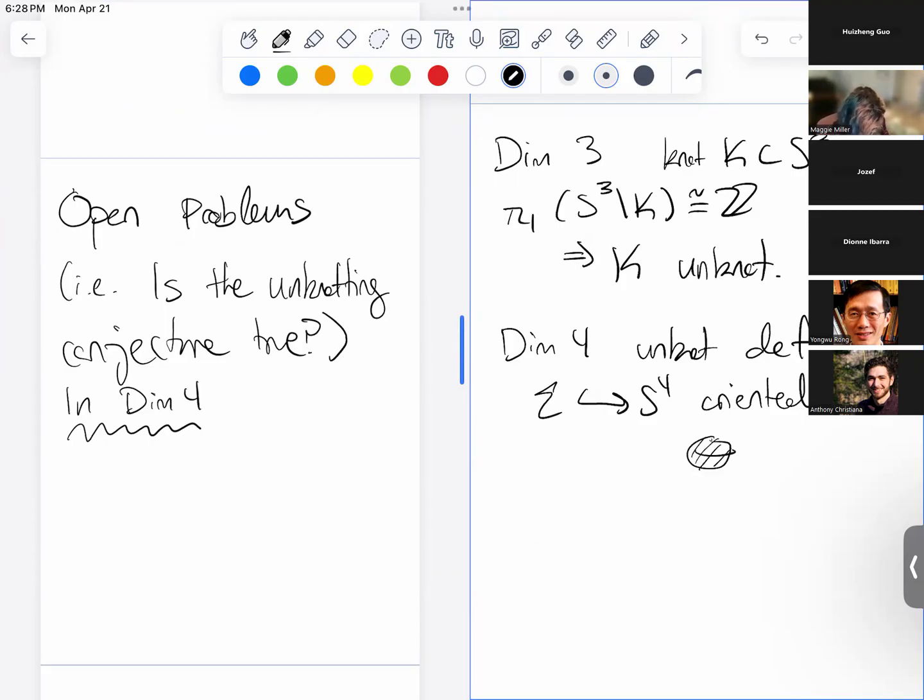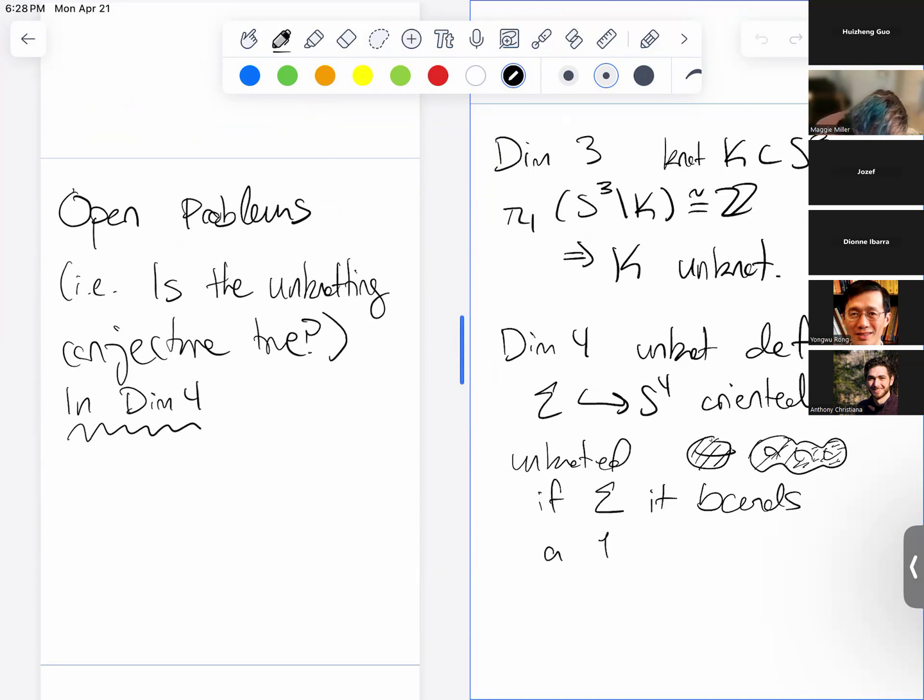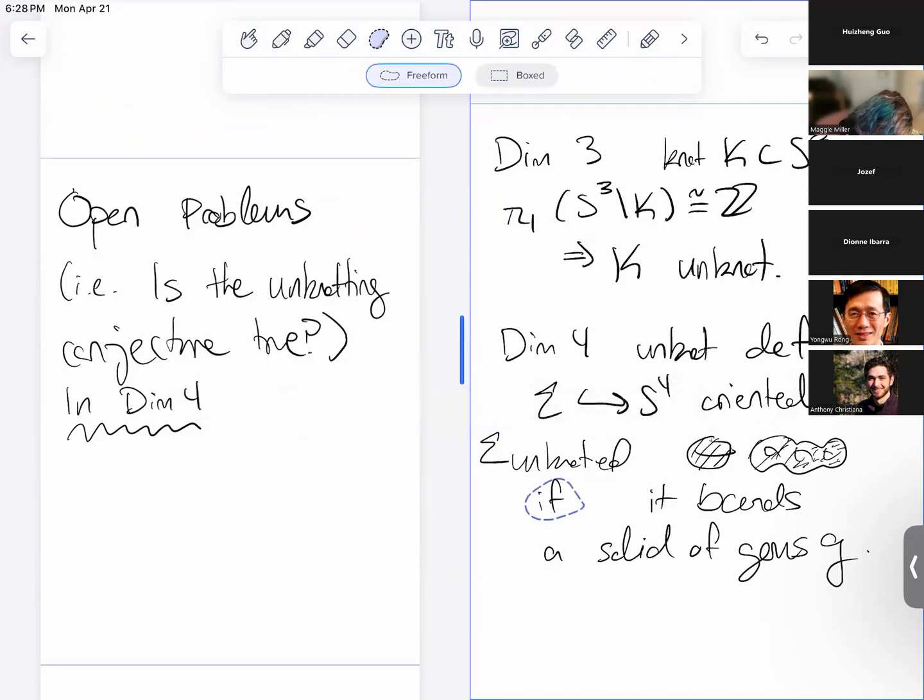Well, if it's a sphere, then that's a ball. If it has genus, then it's a handlebody. That's the simplest three-manifold I can think of. And of course, that includes balls. Balls are handlebodies. So a surface in S4 is unknotted if it bounds a handlebody, a solid of genus g. Sigma is unknotted if it bounds a solid of genus g. So in dimension 4, we actually do not know if the unknotting conjecture is true.